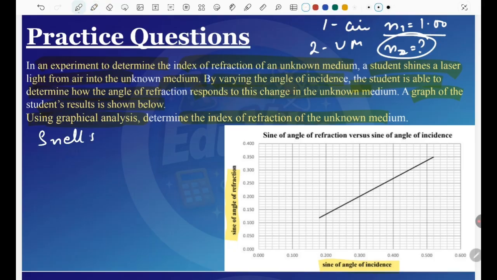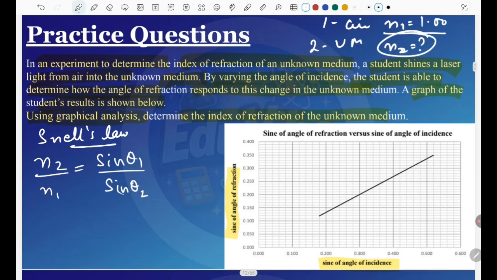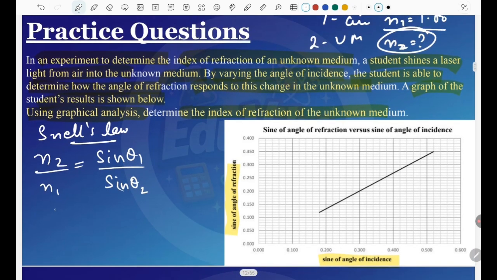For Snell's law, we have the relationship between the n and the sine theta values. So we have n2 divided by n1 is equal to sine theta 1 divided by sine theta 2. So the sine theta 2 will be multiplied with this. So n2 sine theta 2 is equal to n1 sine theta 1. But that sine theta 2 should be on the y-axis.